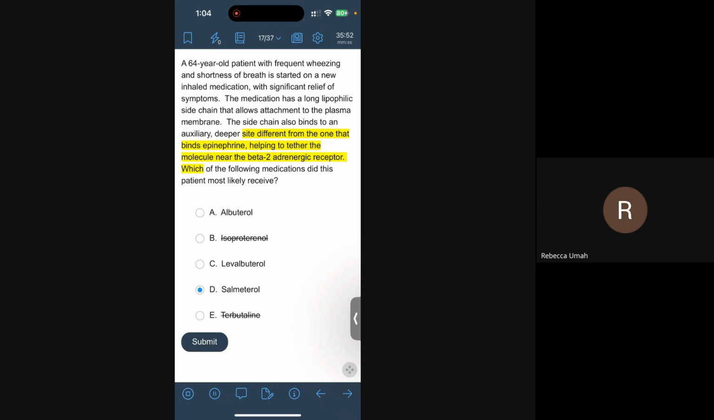Salmeterol, because it has a lipophilic side chain, and when the drug has a high lipophilicity, it will bind to the plasma membrane for a longer period. Because like dissolves in like, and the plasma membrane also has a lipophilic component. If it is hydrophilic like albuterol, it will bind for a shorter time period.